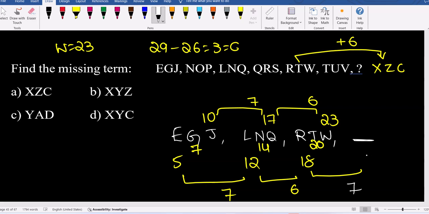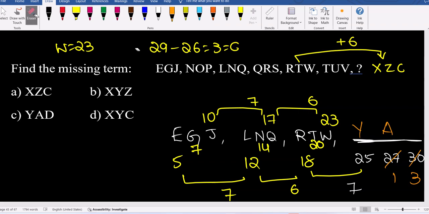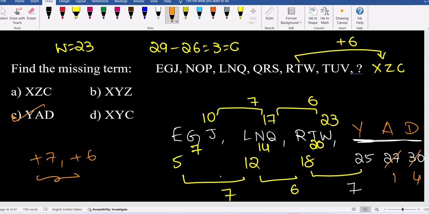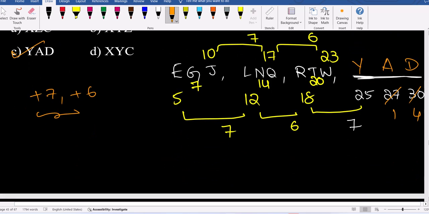If I go adding all 7, then it should be 25, 27, and 23 plus 7 is 30. 25 is equal to the letter Y. 27 is 1, the letter A. 30 is 3, remove 26 from that, 4. 4 means D. So among all options, the suitable one is option C. They did plus 7 and plus 6 alternately. Here 7, 6, then again 7, 6 like that. It can be 5 also, but no options are satisfying that. That's the only issue here. Right?